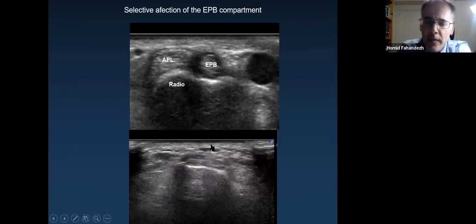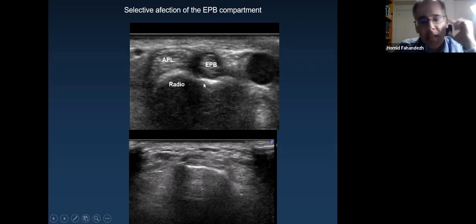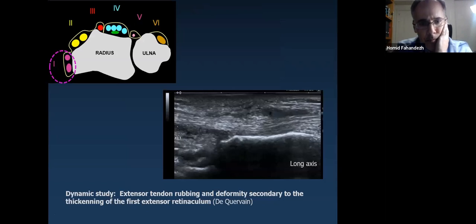Sometimes we can find different situations. This is a case where we have a selective affection of the extensor pollicis brevis compartment. This is really important because if we want to put a shot inside of the compartment, or we are going to perform a surgery and we don't know this, and we open the compartment in the area of the abductor pollicis longus, our shot or our surgery will fail because we are not treating the main problem of this patient.